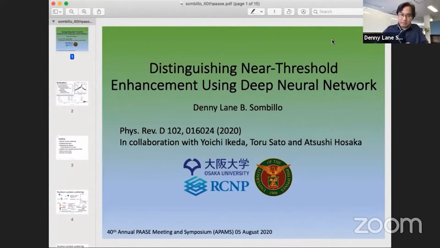Okay, so the topic of my discussion is distinguishing near threshold enhancement using deep neural network. And this work was actually published just last month in Physical Review D. Also, this work is in collaboration with Yoichi Ikeda, Toru Sato, and Atsushi Osaka of RCNP. And let me start with the motivation.